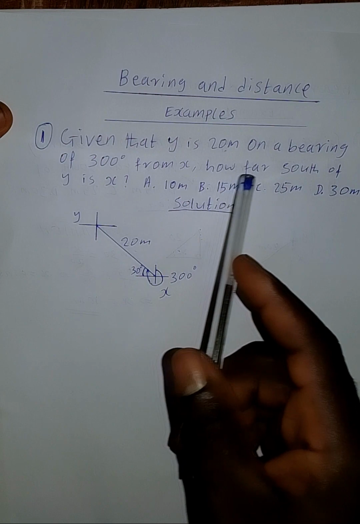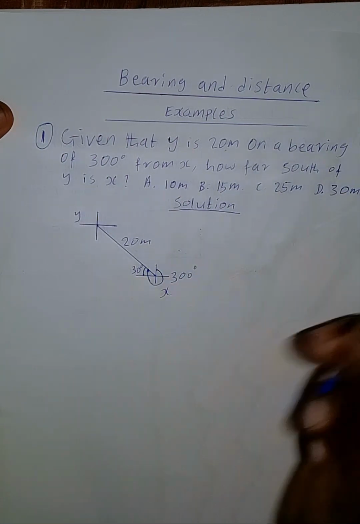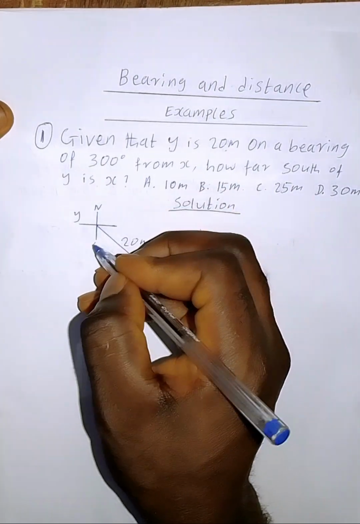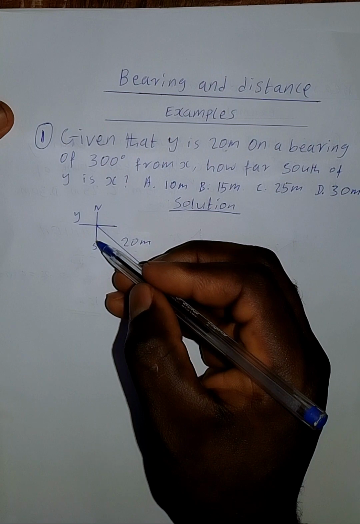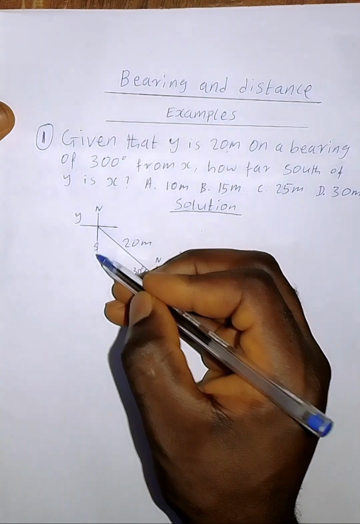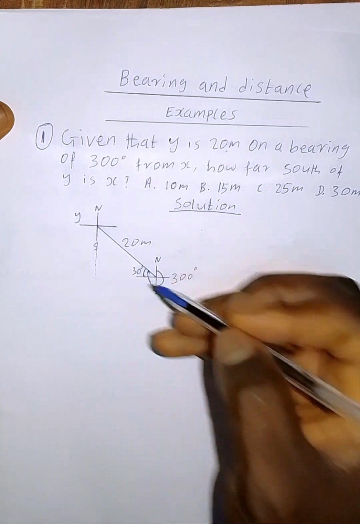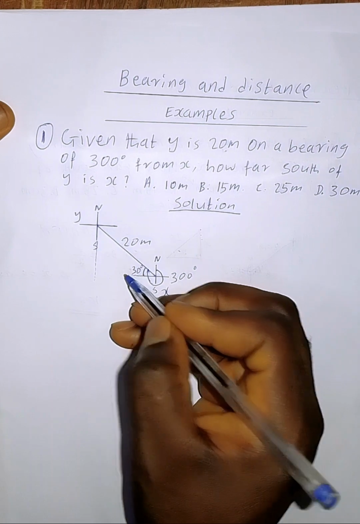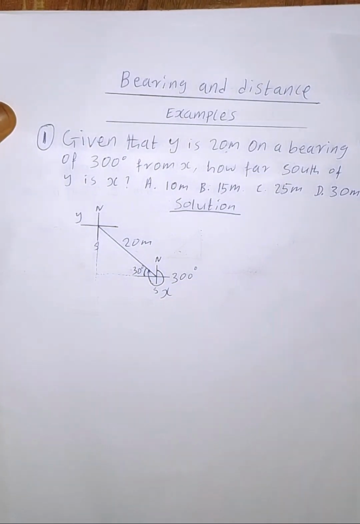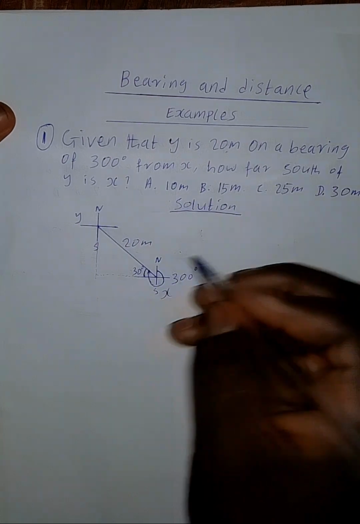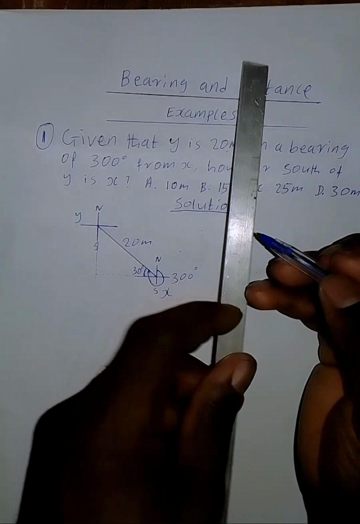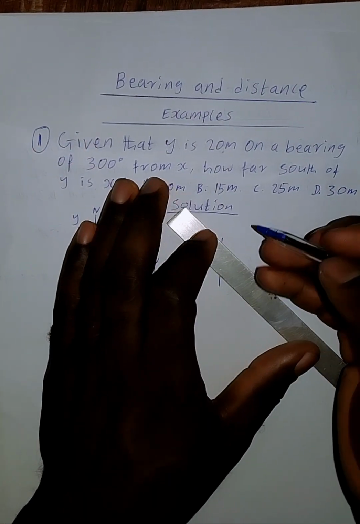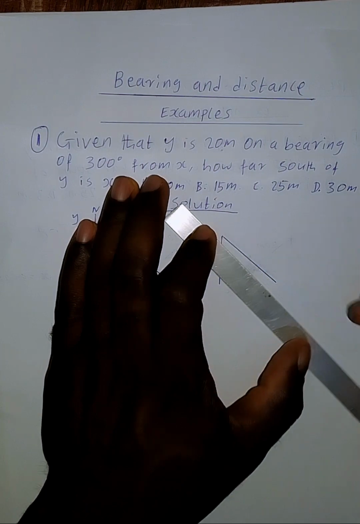So we are asked how far south of y is x. Remember, this is north south, so here also is north south. This is south of y. Tracing the south of y down straightwards to meet with east of y, x, I'll form a right angled triangle. This bearing is a problem of a right angled triangle. Let me draw the shape here.